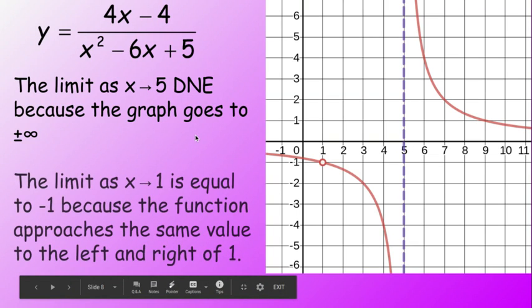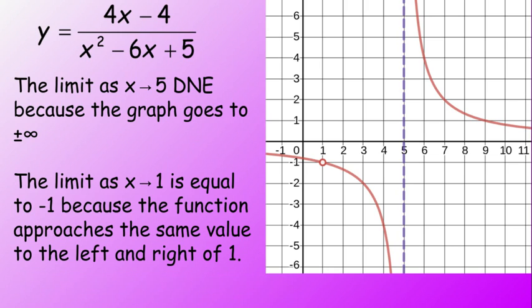Now, the limit as x goes to 1 is equal to -1 because the function approaches the same value from the left and right-hand side of 1. And so as we go from the right-hand side of 1 and the left-hand side of 1, the function's getting closer and closer to -1. Even though it doesn't equal -1, there's still a discontinuity there. The limit actually exists there.